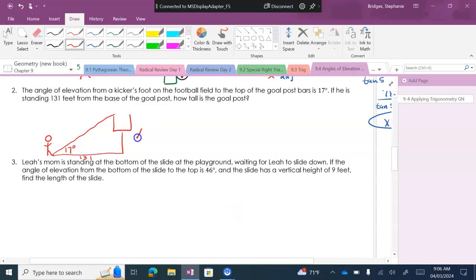X. Okay, now remember your goalpost is going to form a right angle with the ground, correct? So what you need to do now that we have our picture set up, sine, cosine, tangent, and then set up the problem, work it out for x.